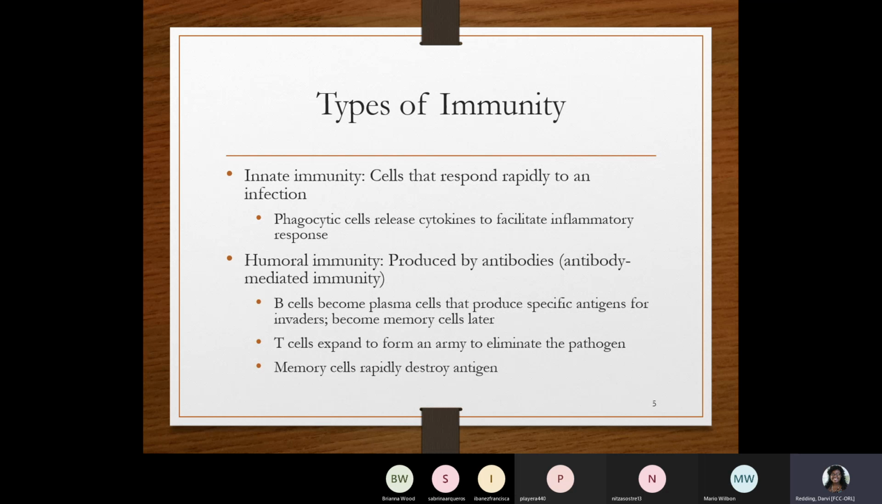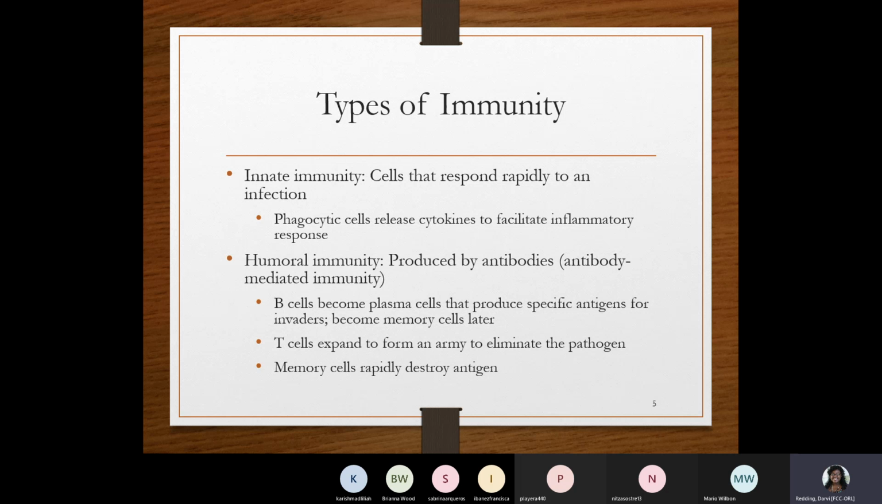So now that we've gone over some of the information about the leukocytes and the differentiation of the T cells and the B cells, let's next learn about the different types of immunity. We have innate immunity, which is where the cells respond rapidly to an infection. You have the phagocytic cells, which release cytokines to facilitate the inflammatory response. So when we hurt ourselves and inflammation begins, that's our body's natural response to the ailment. The purpose of inflammation is for blood to rush to that site.